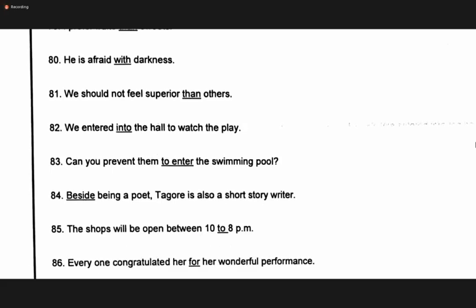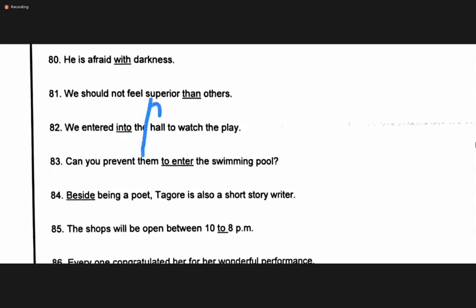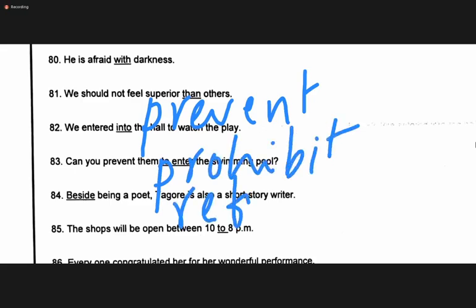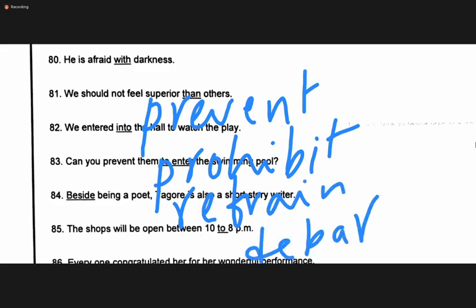Next, 83. Can you prevent them to enter the swimming pool? From entering. So this is another important set of verbs: prevent, prohibit, refrain, debar. Refrain means stop doing something. All these verbs are followed by from plus the ing form. Remember the usage of these verbs.